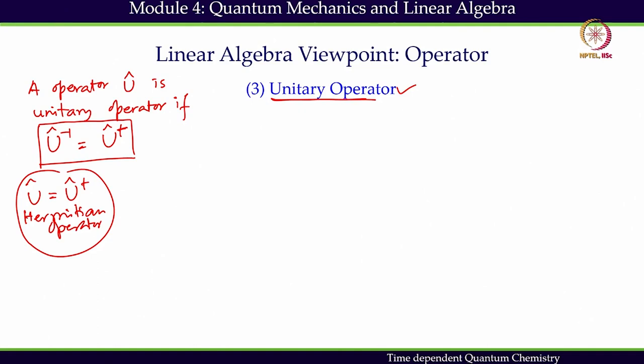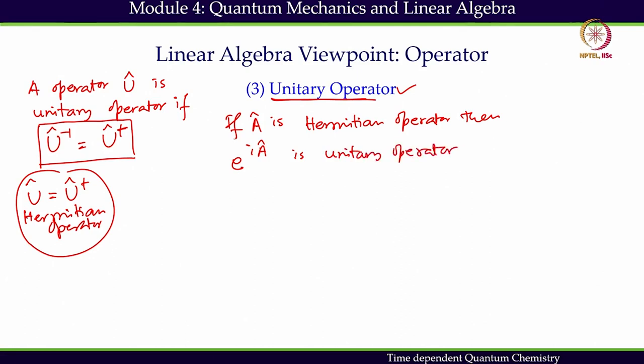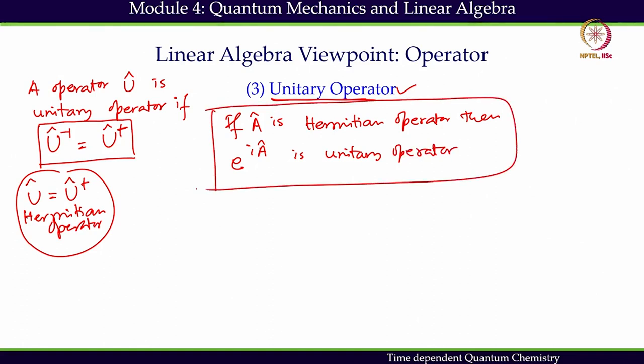An important property of unitary operators is that if A is a Hermitian operator, then e to the power iA is going to be a unitary operator. This is the property. If A is a Hermitian operator, then e to the power iA would be a unitary operator.